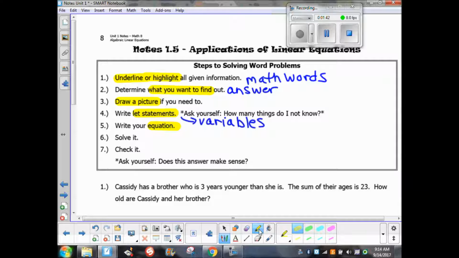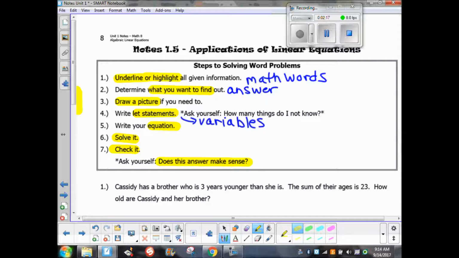And then you're going to do what we've been doing. You're going to solve it, and then you're going to check it. And it's always good when you're done to ask yourself, does this make sense? If you're talking about how many pieces of candy does somebody have, and you get a negative number as your answer, it doesn't make any sense. You can't have negative items. So always question, does your answer make sense? Okay, to the problem.